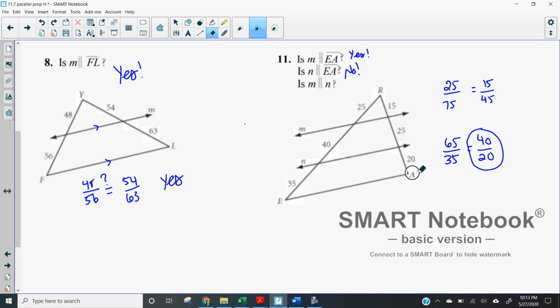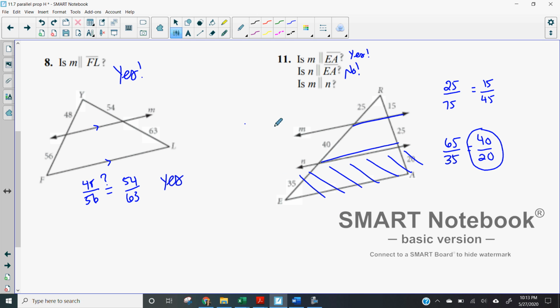And then the last one is M parallel to N. Oops, I'm not meaning to mark those parallel, sorry about that. Are these two parallel? That basically means this section of the diagram we're totally ignoring, it doesn't even exist. So does 25 over 40 equal 15 over 25? What do we get with that one? That is a no. You can divide those two. Those are not equivalent to each other. So that's a no.